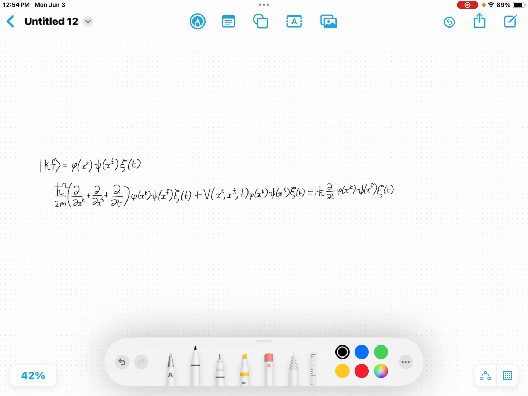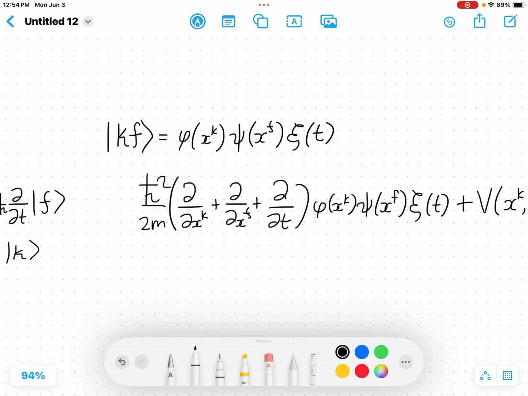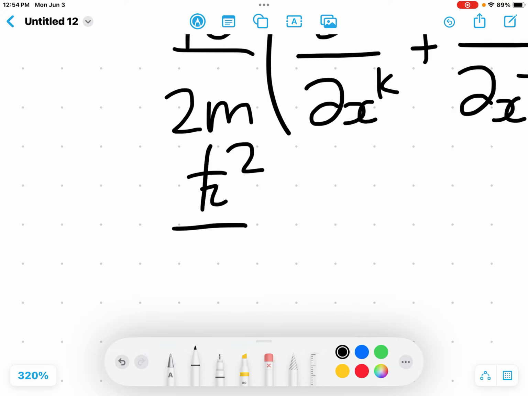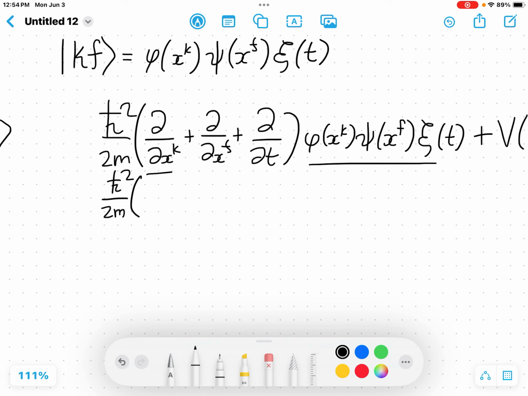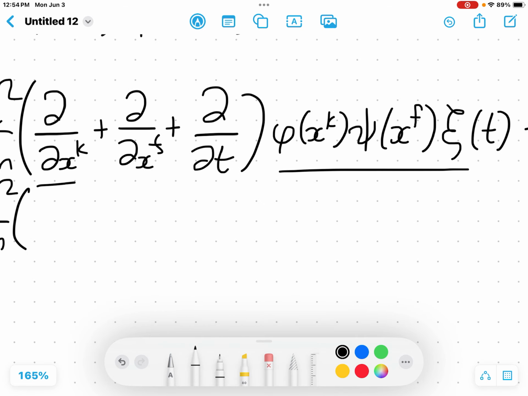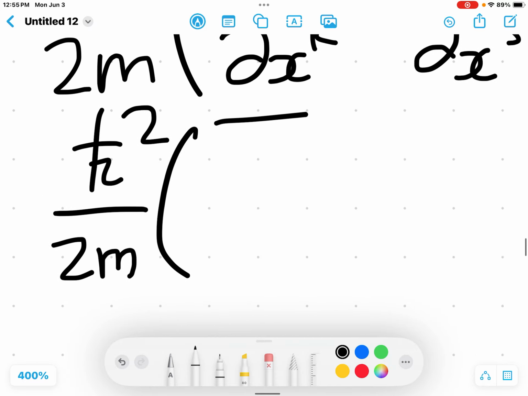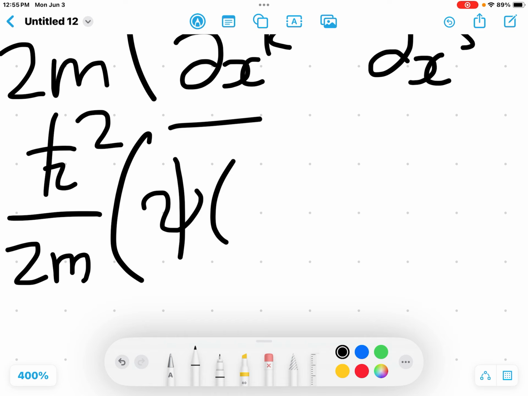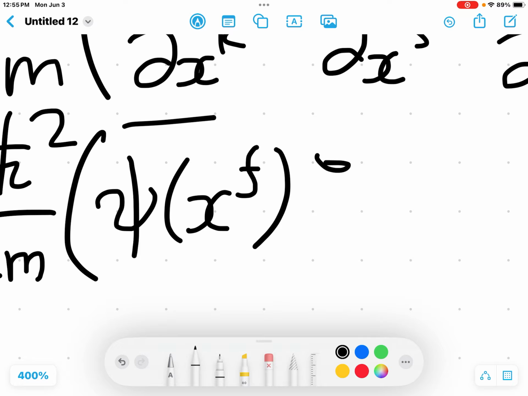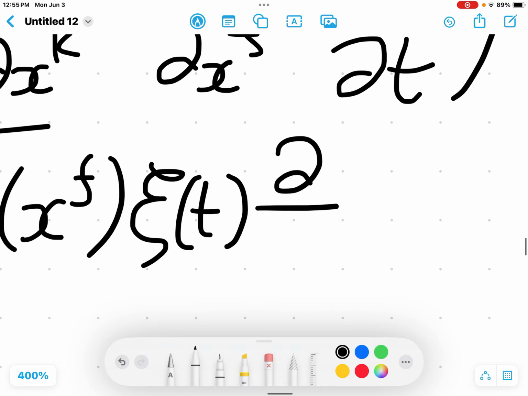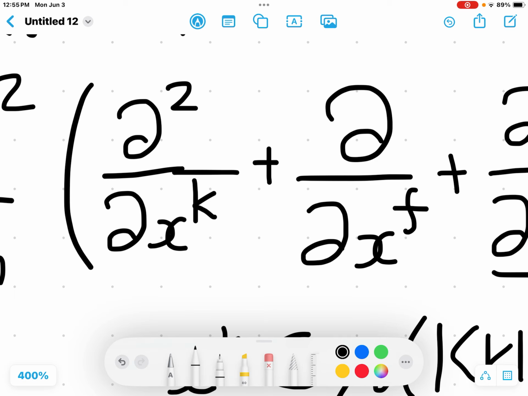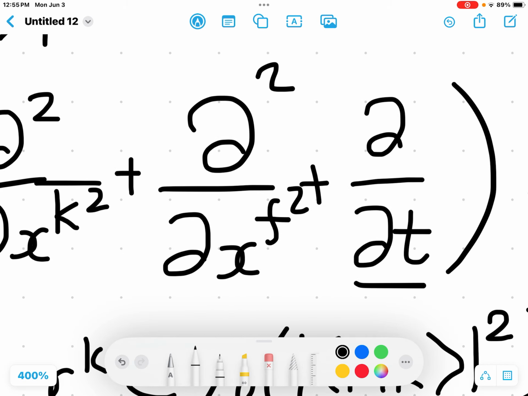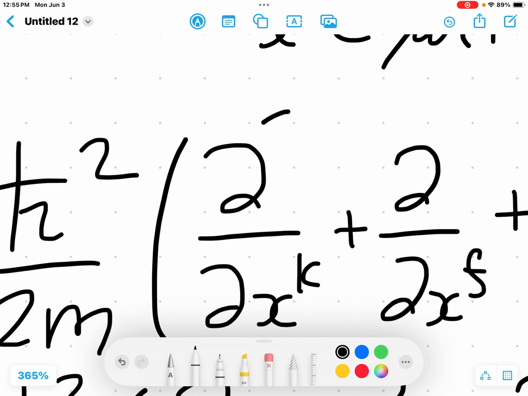Okay, so what we want to do next is notice that these will distribute onto the derivatives, so I'm going to do that explicitly. ħ² over 2m times, and next notice that when I distribute this onto the first derivative over here, the partial wave functions psi and xi will be able to factor out. So I can pull that out here. Psi of xf and xi of t, and then this is d by, oh wait, I'm so wrong. These are doubled. These are second derivatives. Okay, d squared, dxk squared.